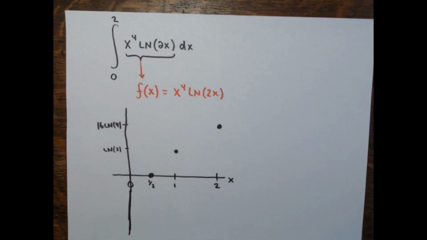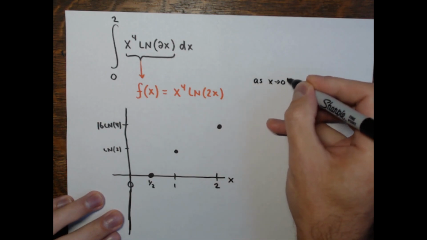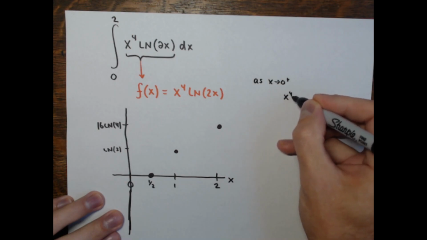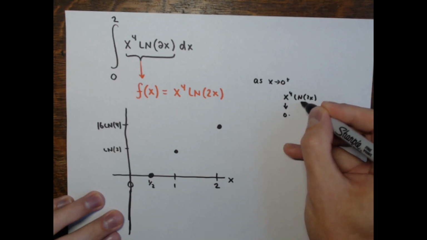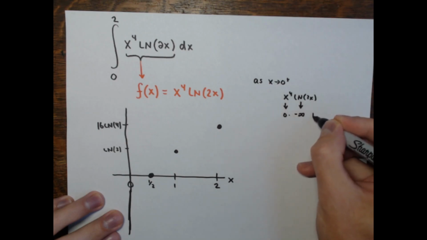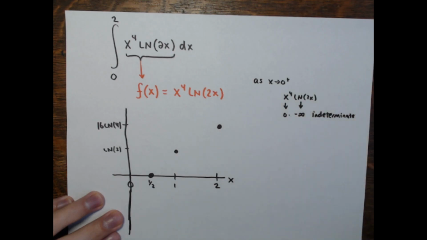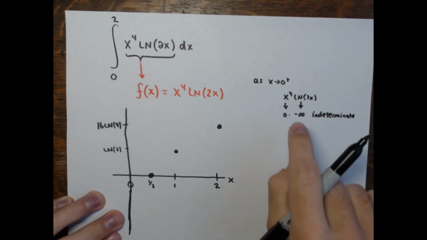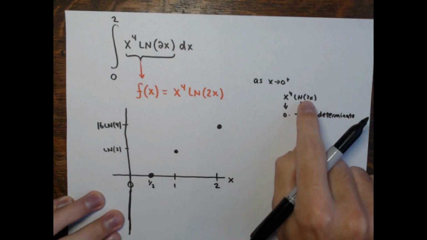Perhaps I should set this up for L'Hopital's rule, right? Because again, as x approaches 0 from the right, this x to the fourth times the natural log of 2x is approaching 0 times negative infinity, which is indeterminate. And I'm not as good with my logs here as I am with the exponentials, because I know logs grow more slowly than power functions. So this should be all right.